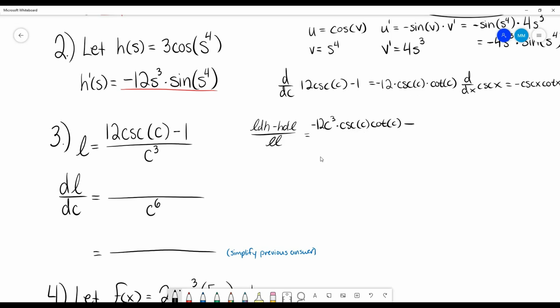Now minus our higher term, just as it is. So that's 12 cosecant of c minus 1 times the derivative of our lower term. And this is a nice easy one for us. So the derivative of c cubed, we use that power rule. It's going to be 3c squared. And then all over, let's write that out, c cubed times c cubed, or I could rewrite that as c cubed squared, which simplifies to c to the 6th.